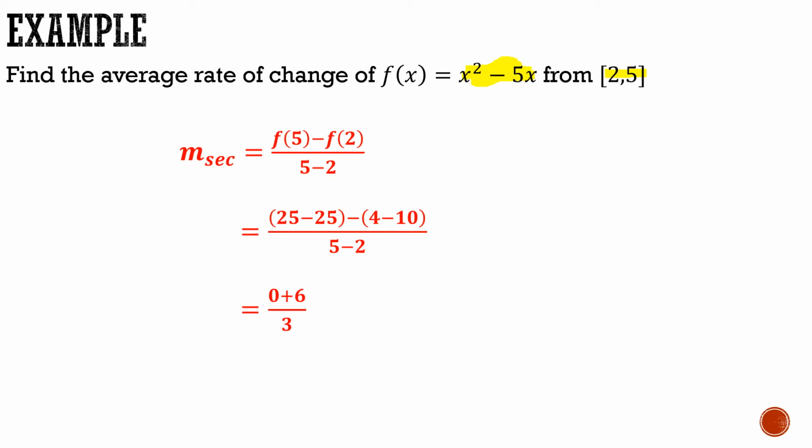So 25 minus 25 is 0. And then 4 minus 10 is negative 6. Since we're subtracting, that becomes positive. So I have 6 over 3, which is 2. In other words, my average rate of change, or the slope of the secant line, is going to be 2.